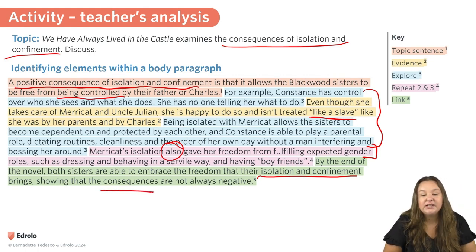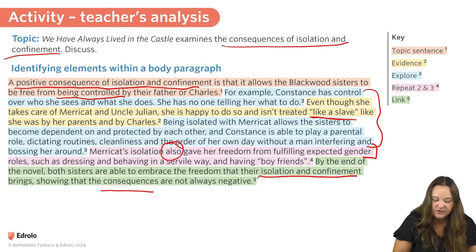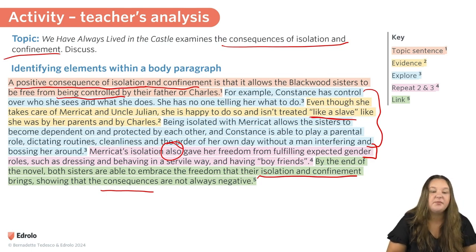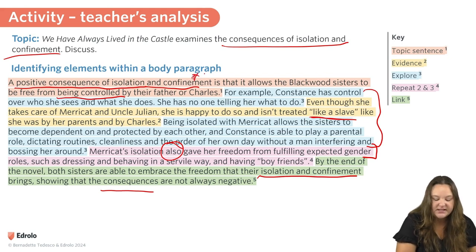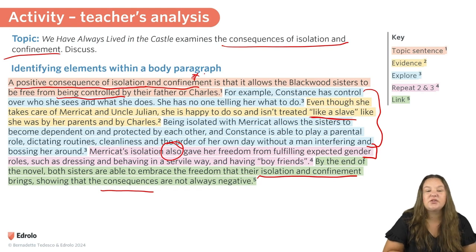So we have a really clear linking sentence that brings us straight back to the essay prompt using some of those keywords. It does get a little bit repetitive because we've used those exact words, isolation, confinement, consequences, in the topic sentence up here. It sounds a little bit repetitive, and so that's something else that could be improved, using synonyms for some of those keywords.